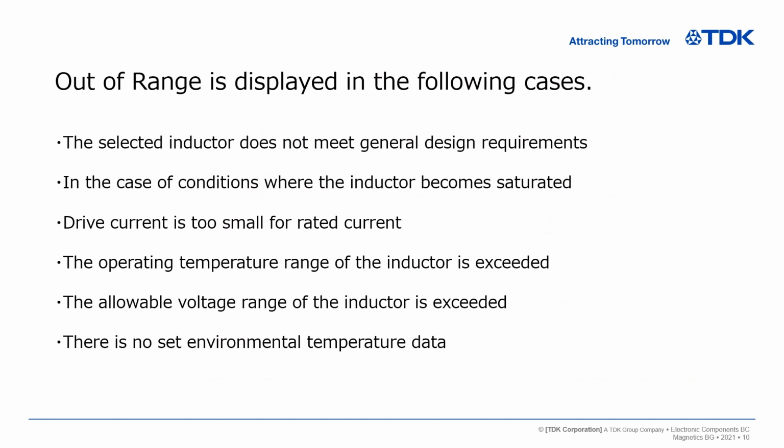Finally, I will explain the conditions when out of range is displayed. Out of range is displayed in the following cases. The selected inductor does not meet general design requirements. In the case of conditions where the inductor becomes saturated, the drive current is too small for rated current. The operating temperature range of the inductor is exceeded. The allowable voltage range of the inductor is exceeded, and there is no set environmental temperature data. For inductors that only have data at room temperature, out of range is displayed when the ambient temperature is set to a temperature other than 20 degrees.